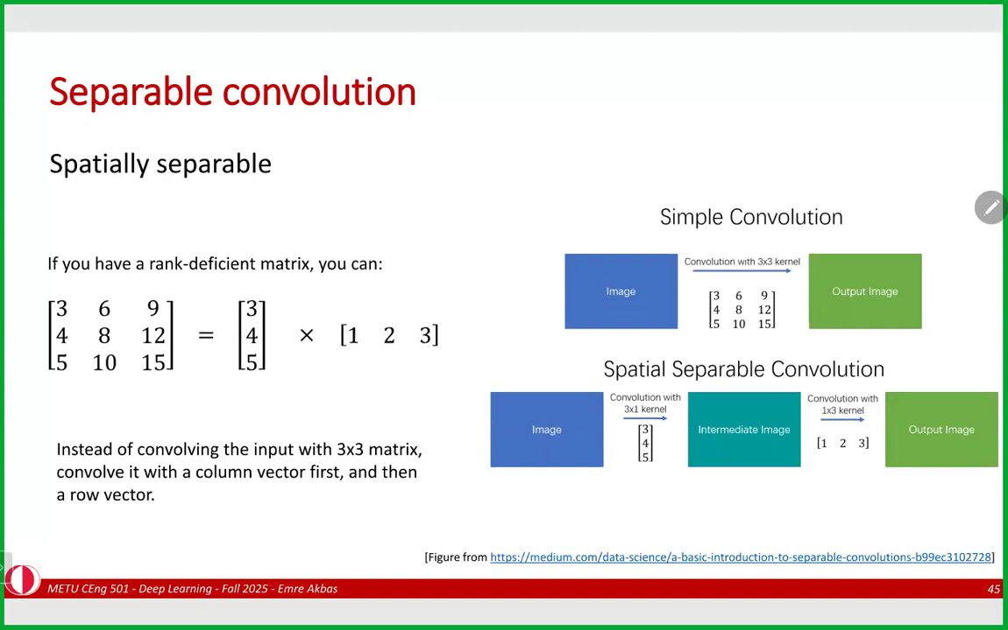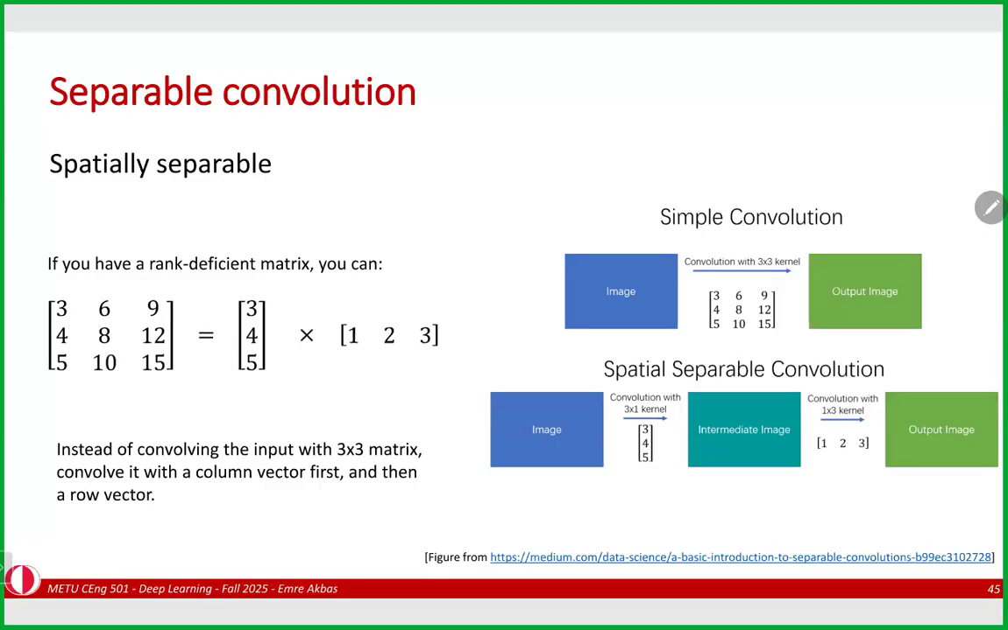And when you do that, you can achieve the same convolution effect by using this. You can achieve the same convolution by convolving with these two separate vectors. And it's shown here. So the image is convolved with this filter, you get some output. But if you decompose this into this outer product and you first convolve it with this vector, and then you convolve the intermediate output with the row vector, you would get the same output image.